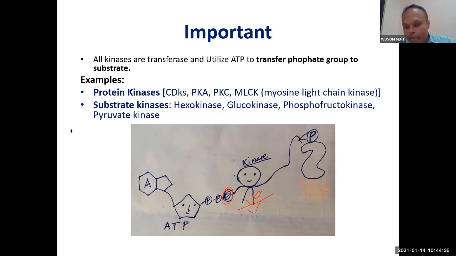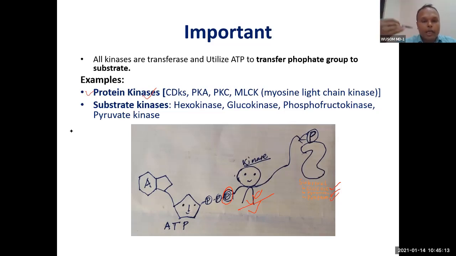Whenever you see kinase, it means this is a particular enzyme. What this enzyme is doing is taking the phosphate group from this ATP and transferring it to some substrate. You have to understand that. Whenever you find kinase written somewhere, you have to understand that. Got that? The substrate can be glucose, it can be protein, so based on that we name it. If this kinase transfers phosphate from ATP to protein, we call it protein kinase.